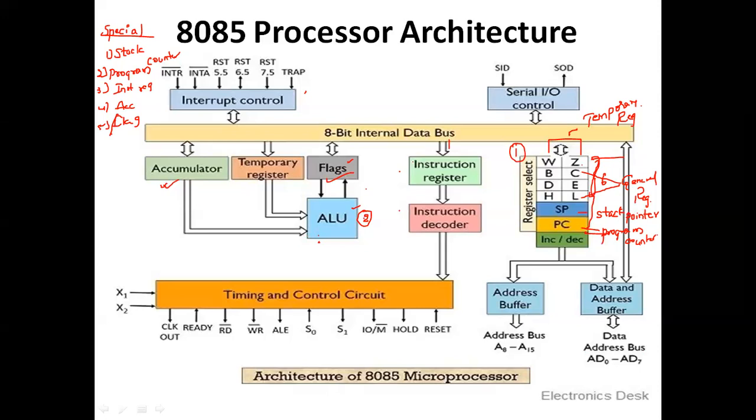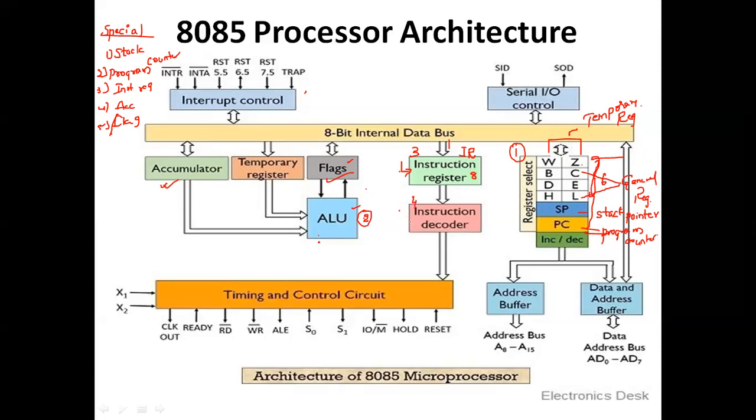Next we'll see the instruction register. So the third one is the instruction register. What is this instruction register? In short, we call it an IR. This IR is an 8-bit register. The purpose of this instruction register is, when an instruction is fetched from the memory, it is stored in this register. So when any instruction is fetched from the memory, that instruction is going to be stored in the instruction register.